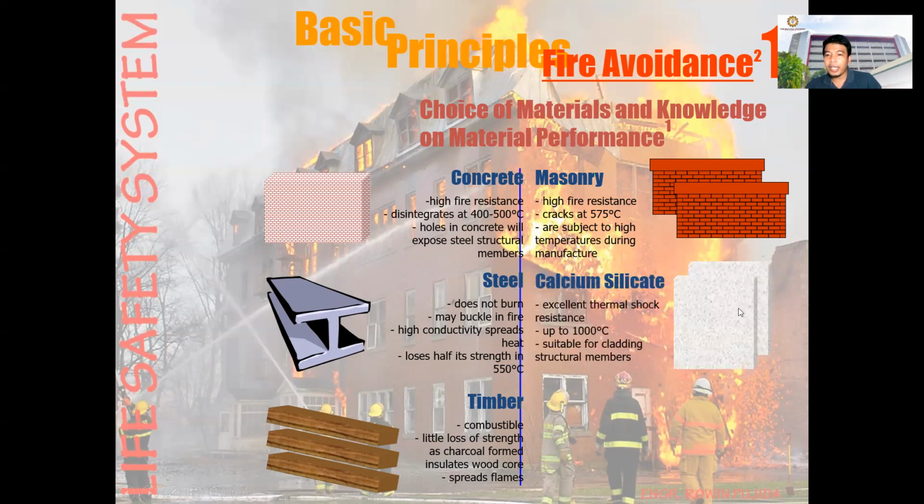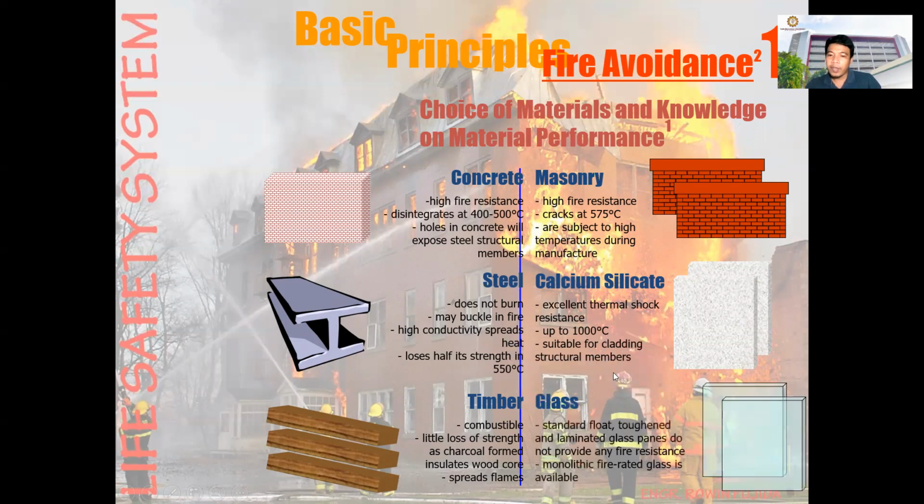And then calcium silicate. This is used for cladding and sealing. It has excellent thermal shock resistance, up to 1000 degrees Celsius, suitable for cladding structural members. And then the glass, that is standard float, toughened, and laminated glass panels. These panels do not provide any fire resistance, but monolithic fire rated glass is available. These are the materials of choice.